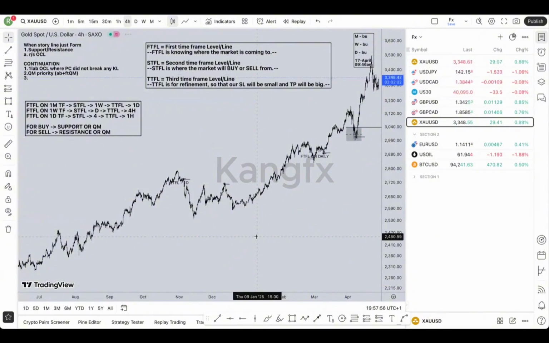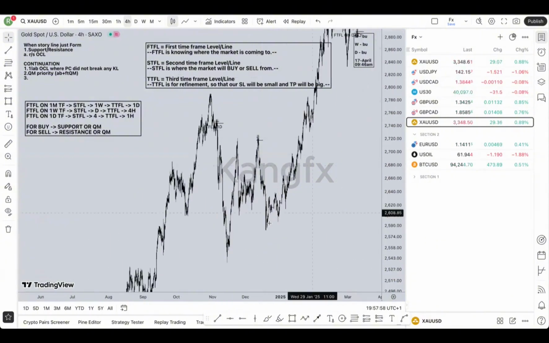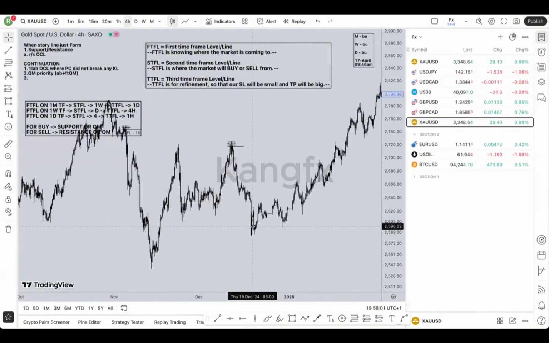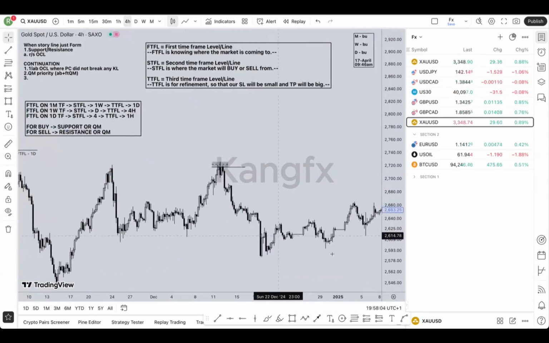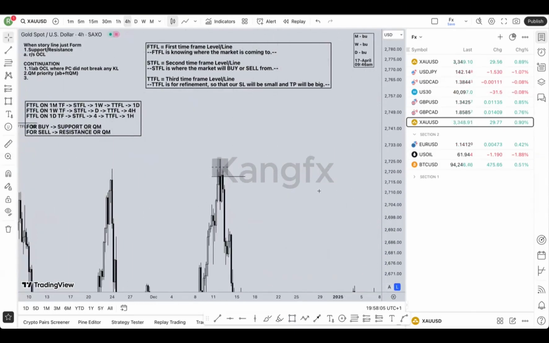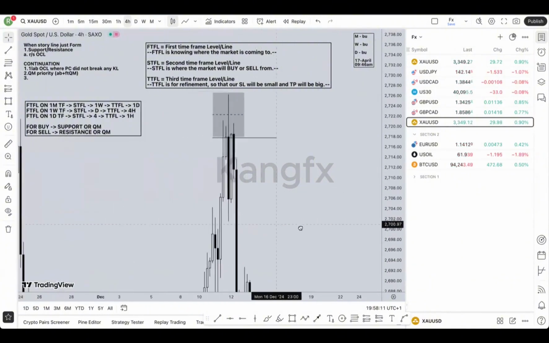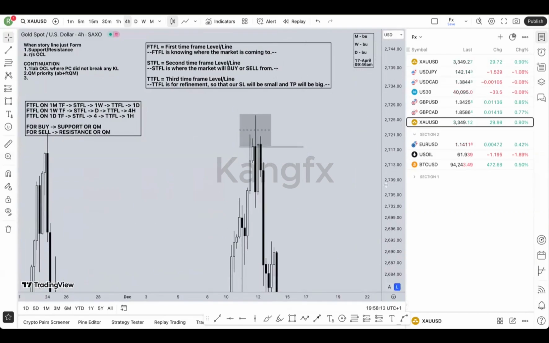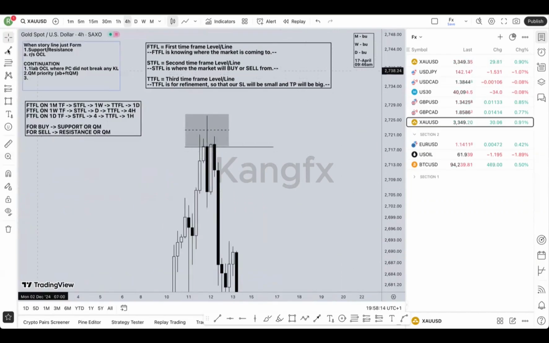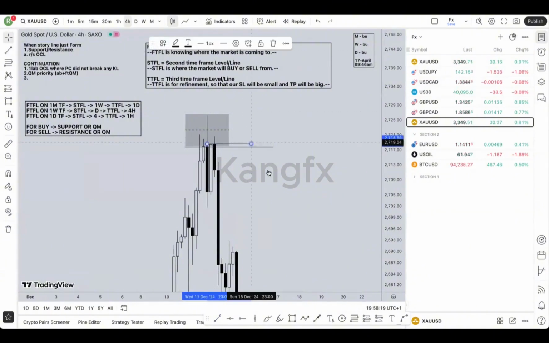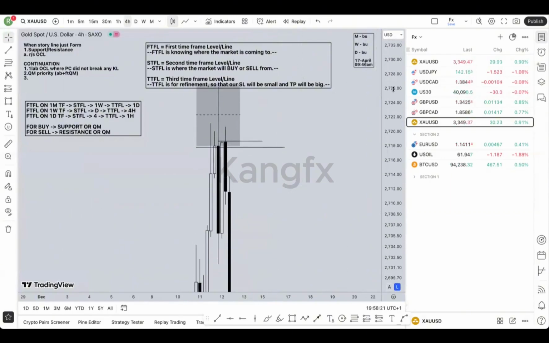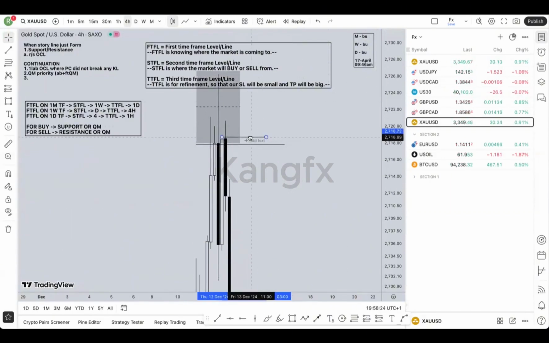So getting here, the only thing I'm looking for here should be resistance or QM. We've not seen resistance here. Now getting here, we have a perfect resistance that is fresh. Now look at this place here. This is the resistance here that is fresh. You see that? That's a fresh resistance here for me to wait for market to come in here.